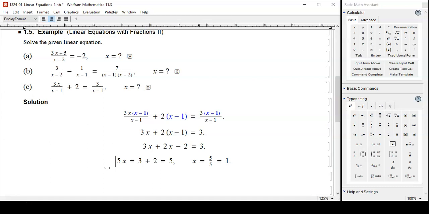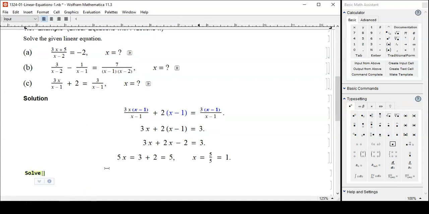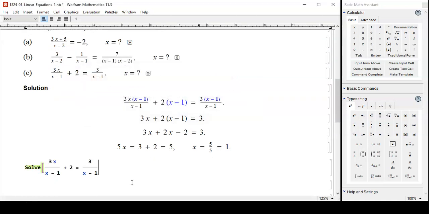Let's see. So let me ask Mathematica to solve it. It failed to solve this equation, or maybe it did, it's just a solution does not exist. Oh, wait a minute. I got the solution x equals to 1, but this says, no, that's not a solution. What is going on here?